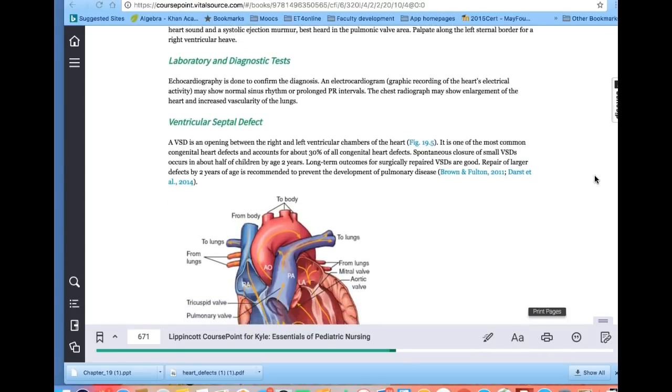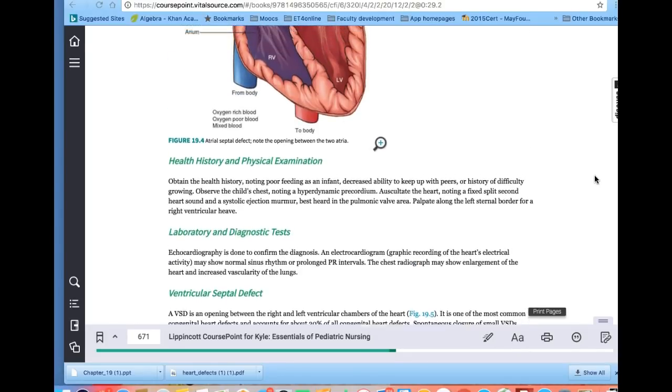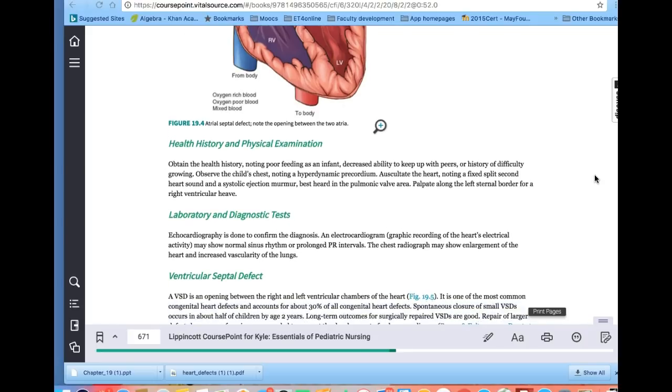Get down to this part. 2 years, sorry. That's VSD. It's 18 months with an ASD. You don't need to be that specific. Just know that a lot of times they close spontaneously unless they are large, or if they stay open longer than 3 years, then they need to go in and close them surgically.